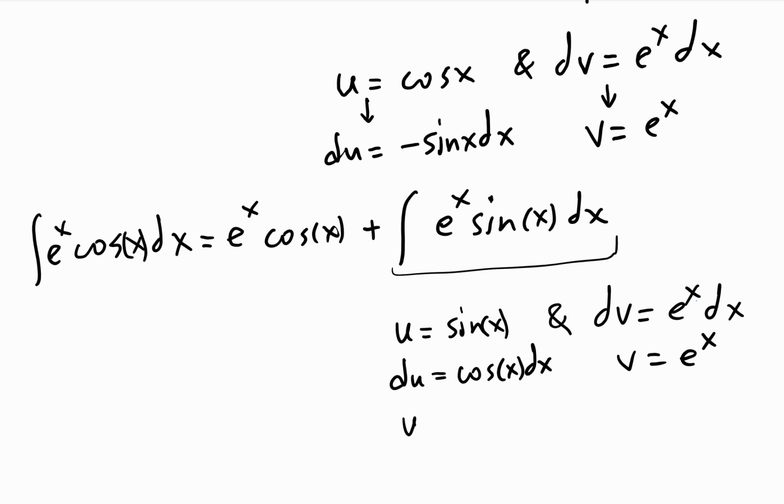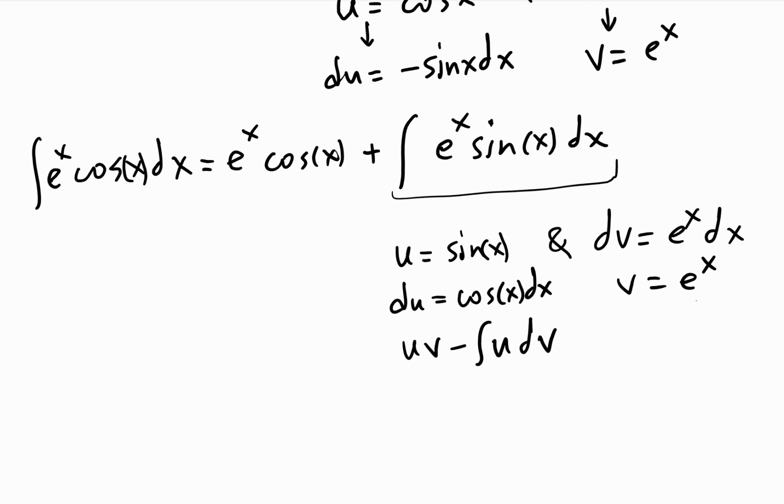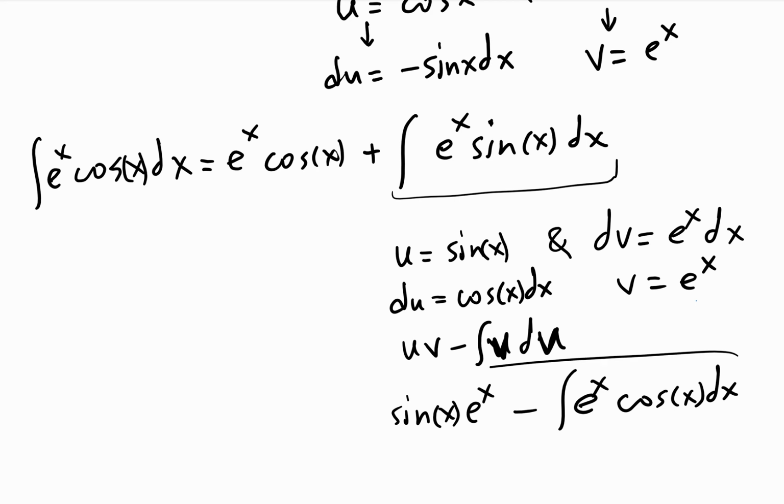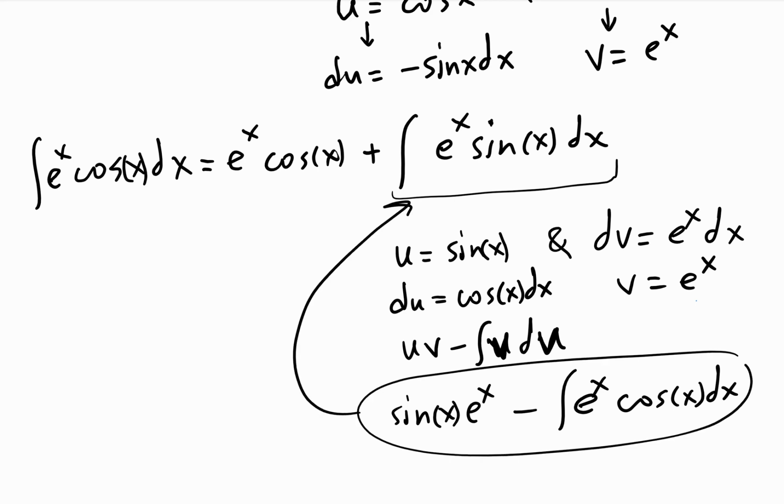Then I apply the formula here: uv minus the integral of v du. u is sine x, dv is e^x dx. Oh sorry, the integral of v du, where v is e^x and du is cosine x dx. So I'm going to take all of this and substitute it in there.